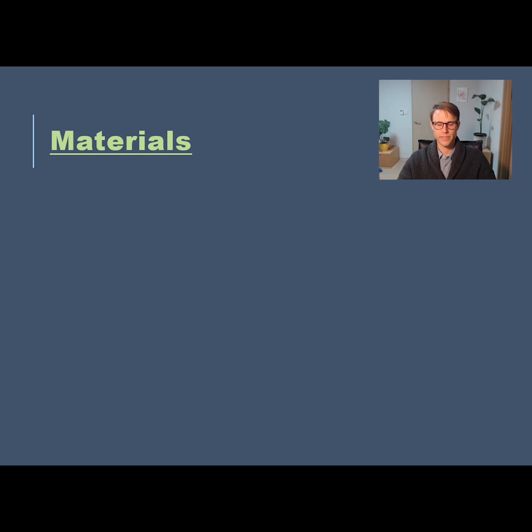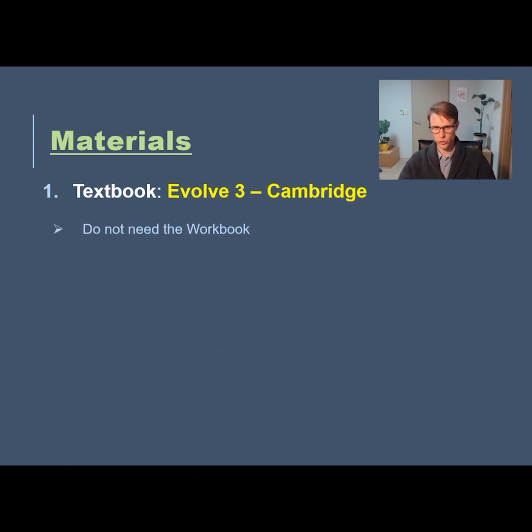All right, so your materials for this class are going to be several things. Most will be online, but you will need to buy a book. The book is going to be the most important. It is Evolve 3, printed by Cambridge. So that's the book you need. I will post a photo of that. You do not need the workbook, right? You don't need that. 필요 없습니다. Just the student book. And then the UClass website, which we talked about.